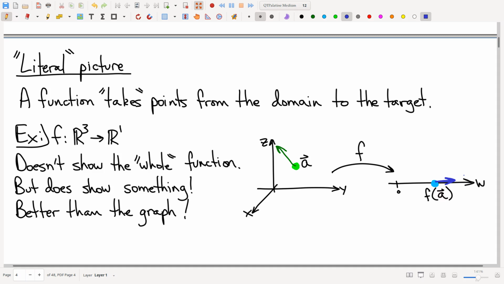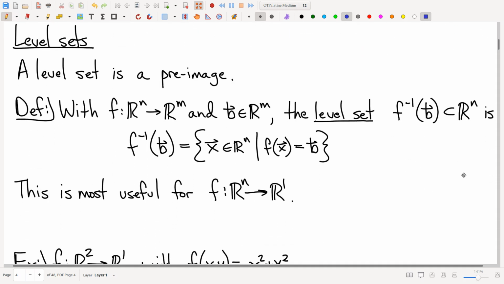And again, it's really very natural. Again, there's the domain, there's the target. You're going to see a lot of this kind of picture, and it's a very good picture to be comfortable with. And it's not a graph. Right. Okay. All right. Level sets.